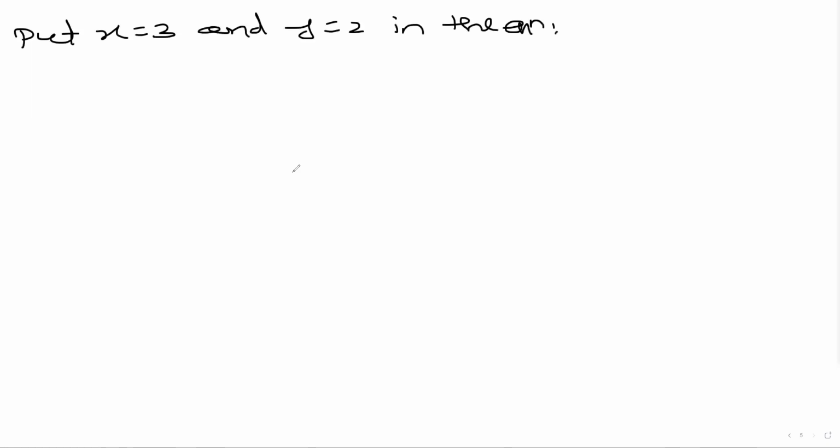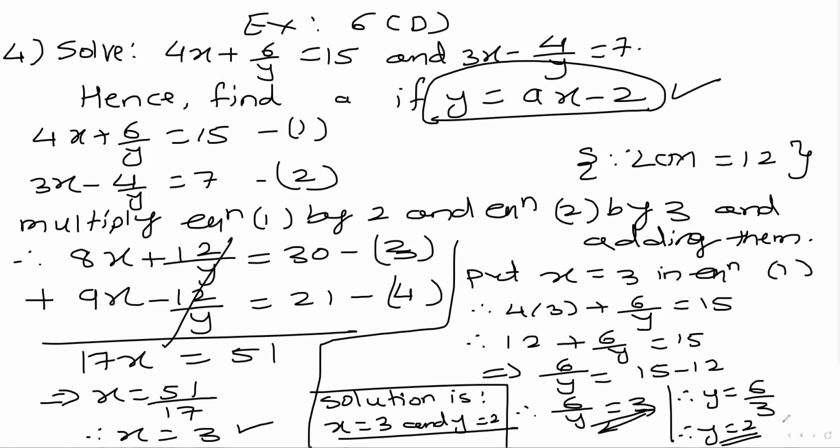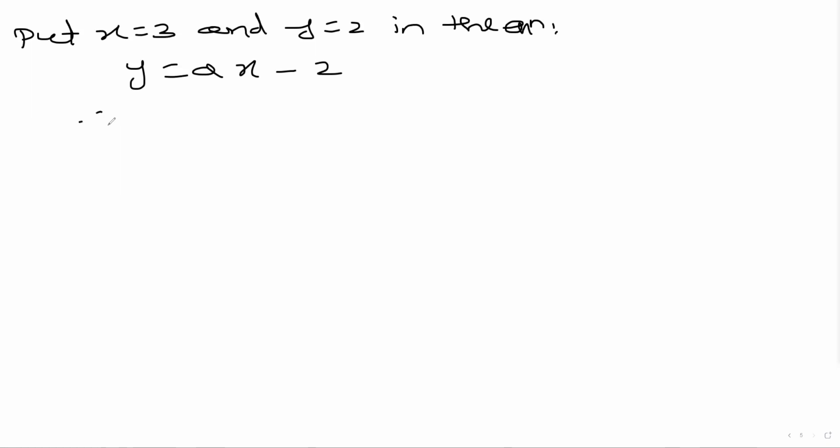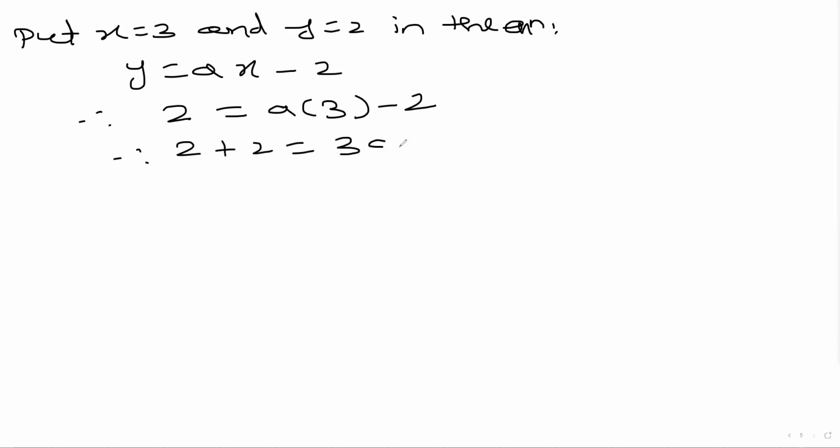y is equal to ax minus 2. So y is 2, so 2 is equal to a into x, x is equal to 3, so a into 3 minus 2. So what do you get? 2 plus 2 is equal to 3a, isn't it? So 4 is equal to 3a. That means 4 upon 3 is a.